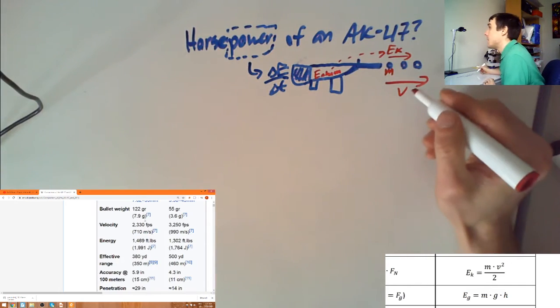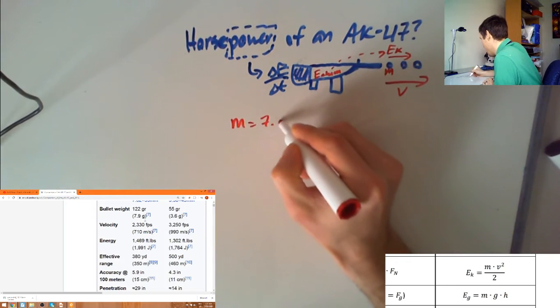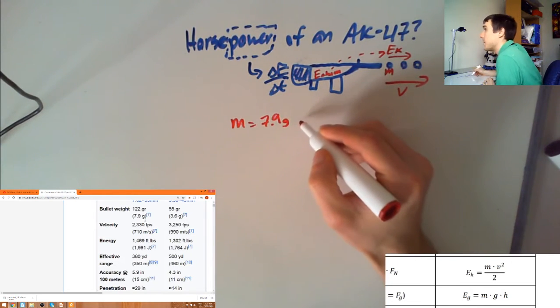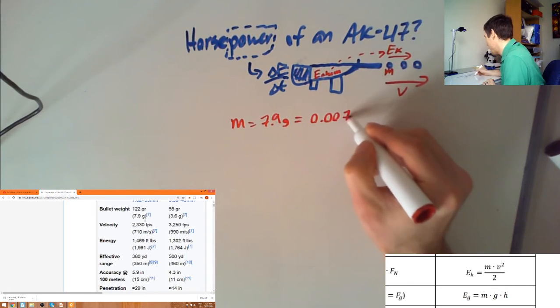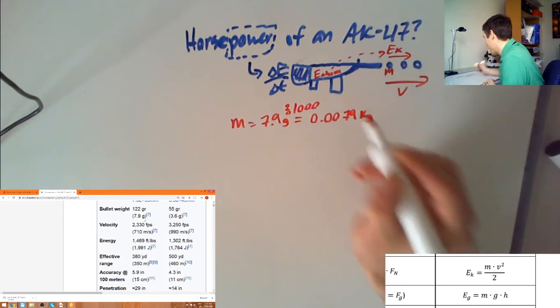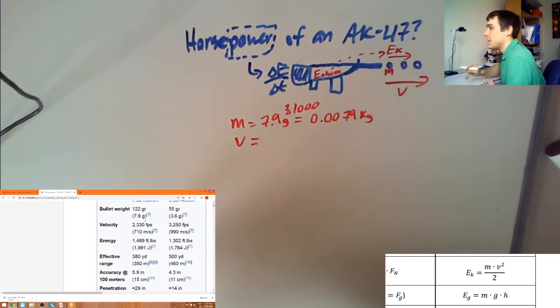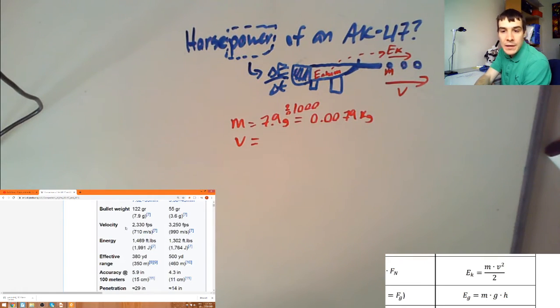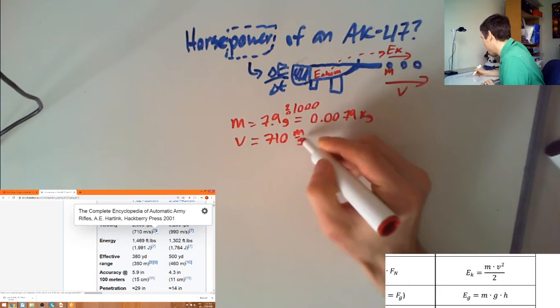Let's put that in. The mass of this bullet is 7.9 grams. But of course, we want things in kilograms, so that's 0.0079 kilograms. You divide by 1,000 to get kilograms, 0.0079 kilograms. The speed, we just directly get given the speed here. Muzzle velocity, 710 meters per second. Thankfully, Wikipedia gives it to us in meters per second. That's nice of them. 710 meters per second.